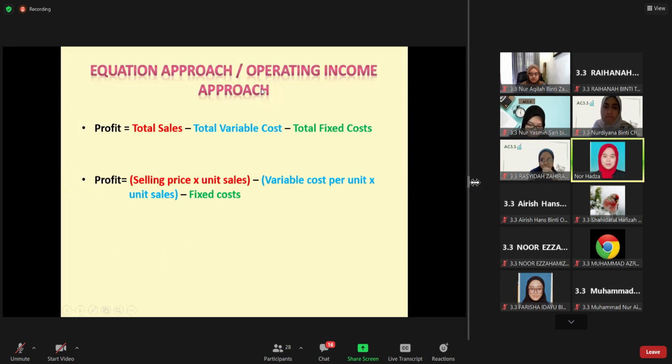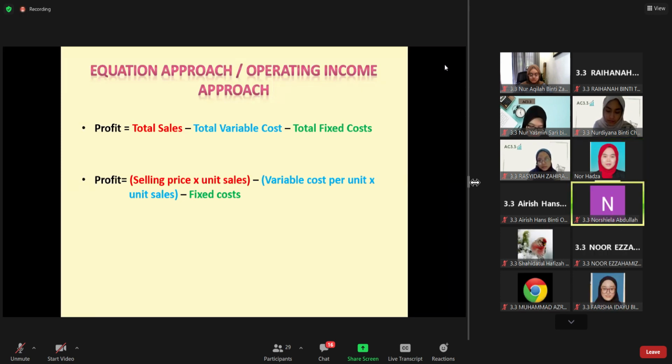Profit is total sales minus total variable cost minus total fixed cost. Right. So how do we get the total sales? As usual, the sales price per unit times the unit sales. How do we get total variable cost? Variable cost per unit times the quantity. And minus the fixed cost.